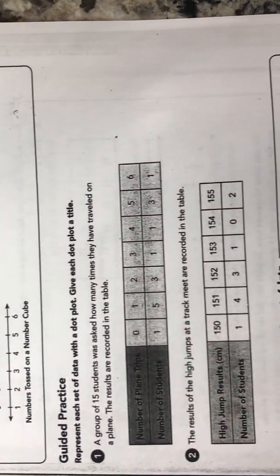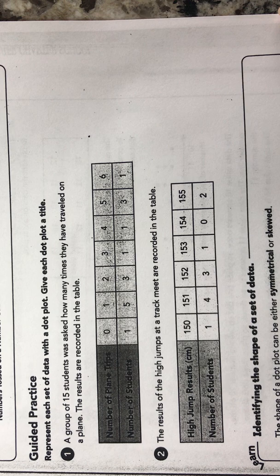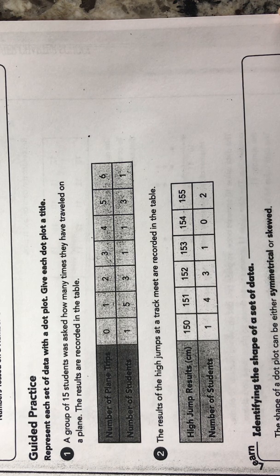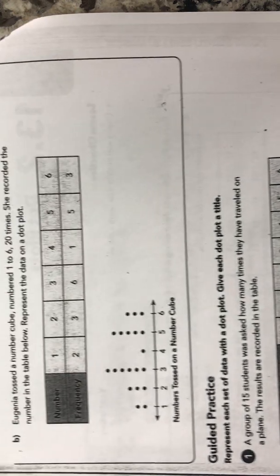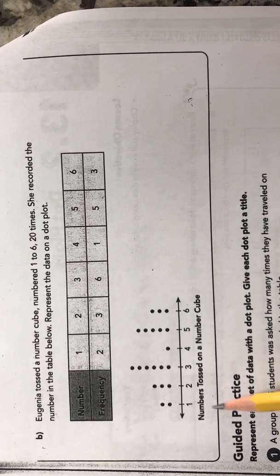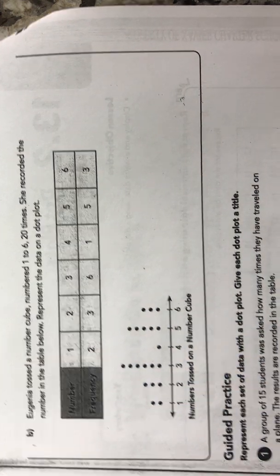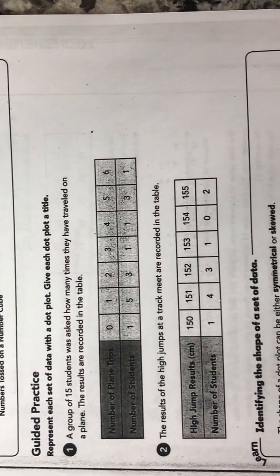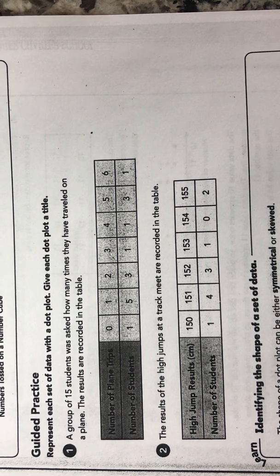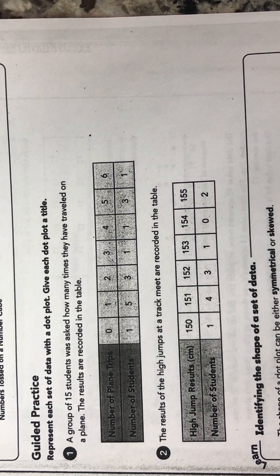Guided practice. It says, represent each set of data with a dot plot. Give each dot plot a title. Let's look at this again. What was our title? Our title is numbers tossed on a number cube, right? So I want you guys to try this. I want you to pause the video, try numbers 1 through 2, and come back to me.